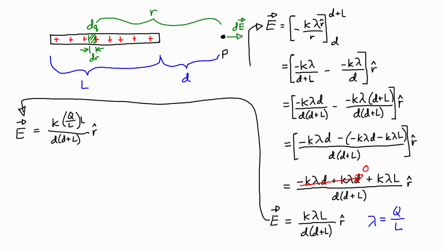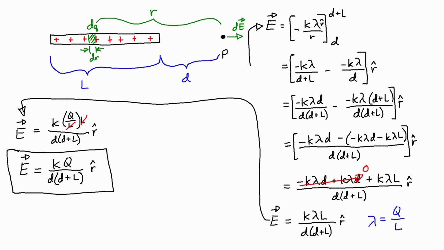And then you notice that we have q over L times L, so those L's cancel out, and then we get the final form of this equation, which is in terms of all the variables that we originally had. So we have k times capital Q, which is the total charge, divided by d, which is the distance between point P and the one end of the line of charge. Multiply that by d plus L, the length, and then r hat, which is going to point away from the line of charge.